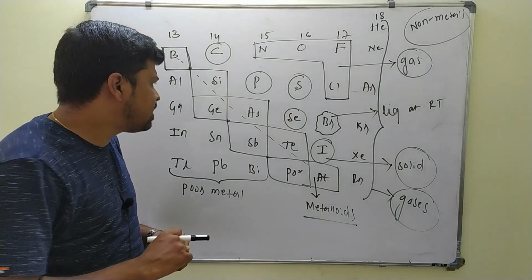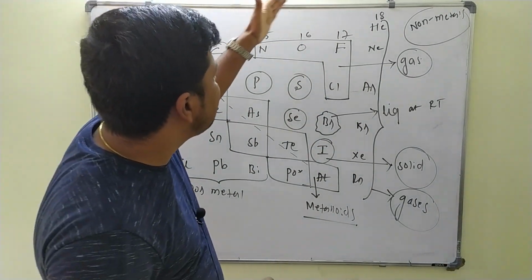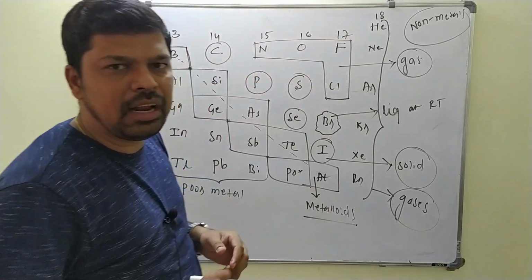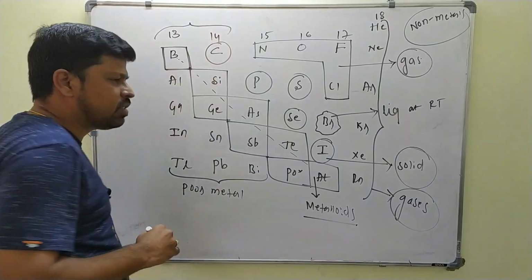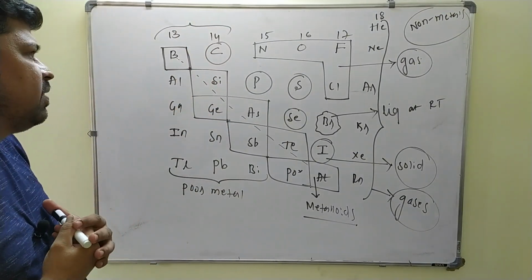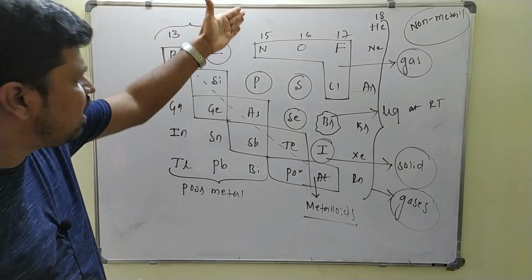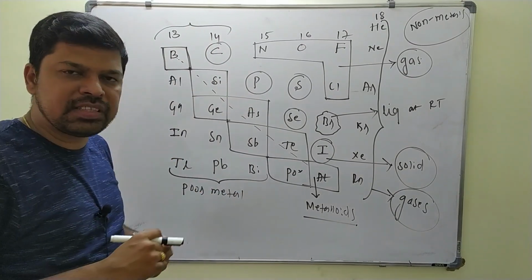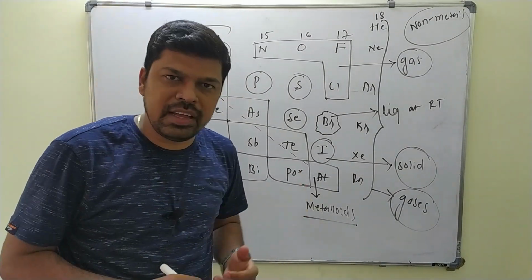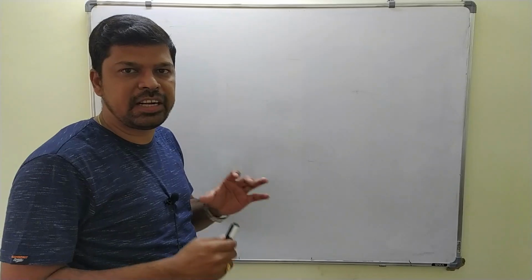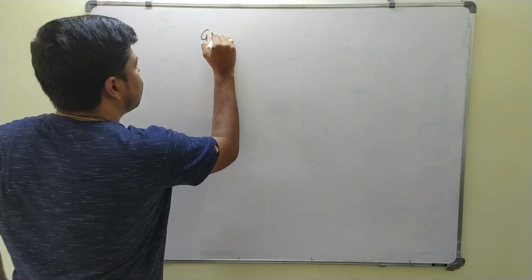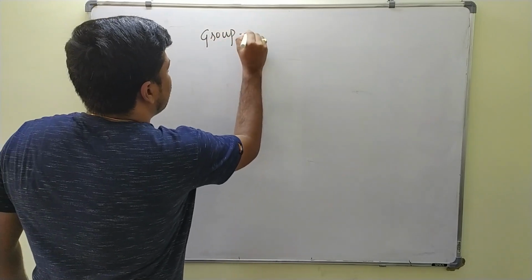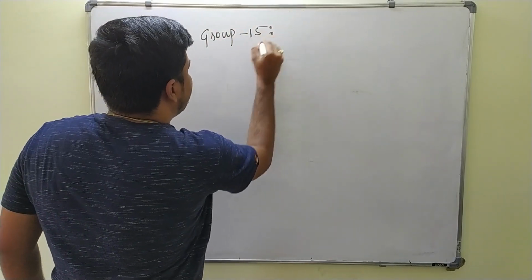Now for class 12 we are going to study the group 15, 16, 17 and 18 elements in detail, because already group 13 and 14 we have studied in class 11. Okay, now we will move forward directly. Group 15 elements, what are their physical and chemical properties, we will study in detail now. Now we will start group 15 elements.